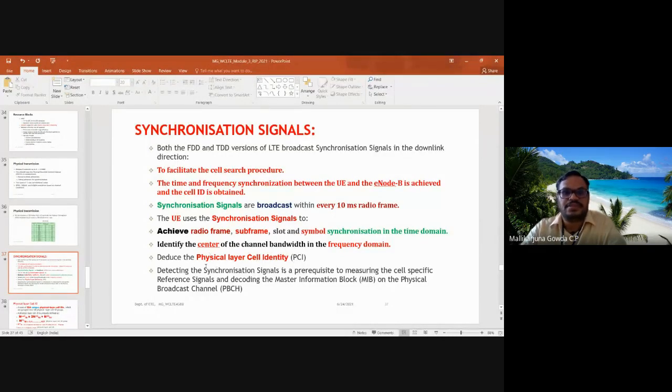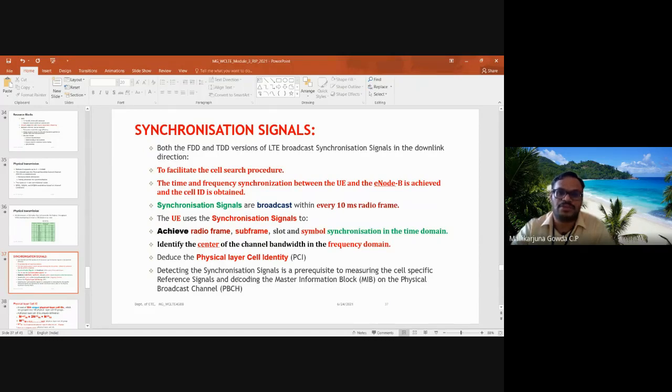Physical layer cell identity. Fine. So detecting a synchronization signal is a prerequisite to measuring the cell specific reference signals, as well as decoding the master information block, that is MIB, on the physical broadcast channel.